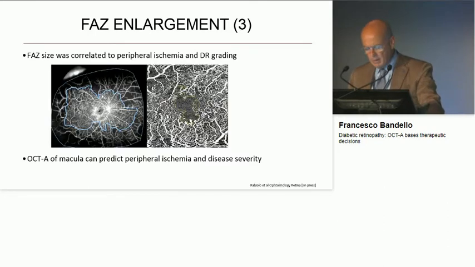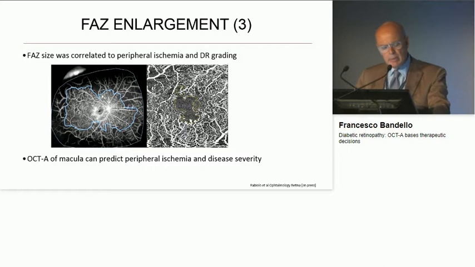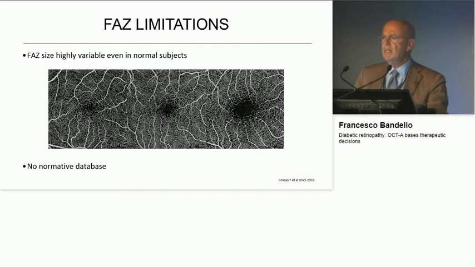Again, we published a paper where we were able to show that the foveal avascular zone size was related to the grade of peripheral ischemia and the level of diabetic retinopathy. But you also have limitations with these kinds of measures. The foveal avascular zone is variable. It's completely different from one patient to another, and you have no database to look at for evaluating your specific patient, in order to understand if there is something strange or not in that specific case.